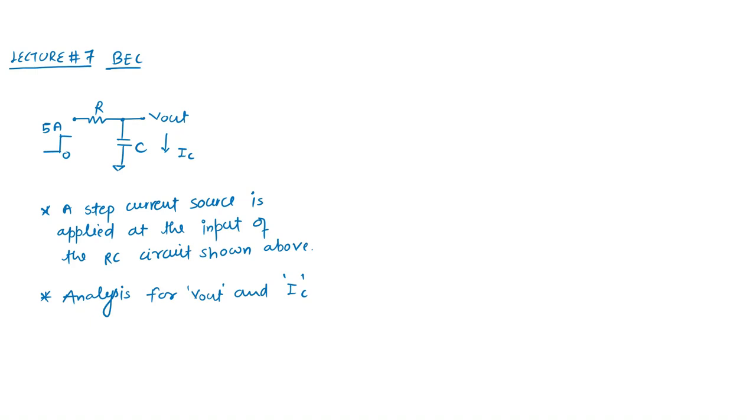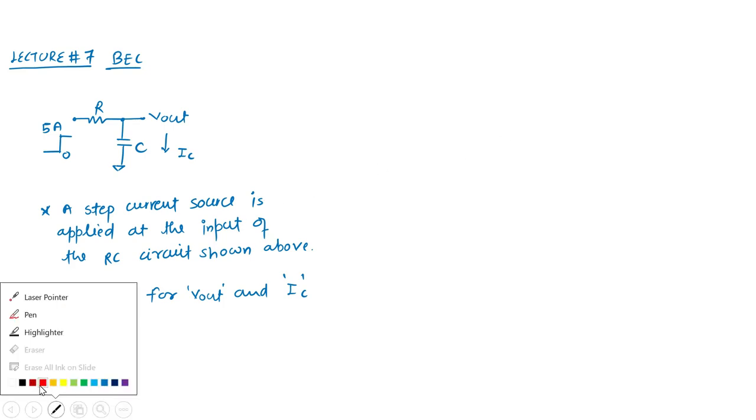Hello everyone. In the previous lecture, lecture number 6, we discussed a simple RC circuit with a square signal of 0 to 5 volts, where we considered three conditions: T much greater than RC, T much less than RC, and T equal to RC. T equal to RC was the homework. Now we will discuss from lecture 7.